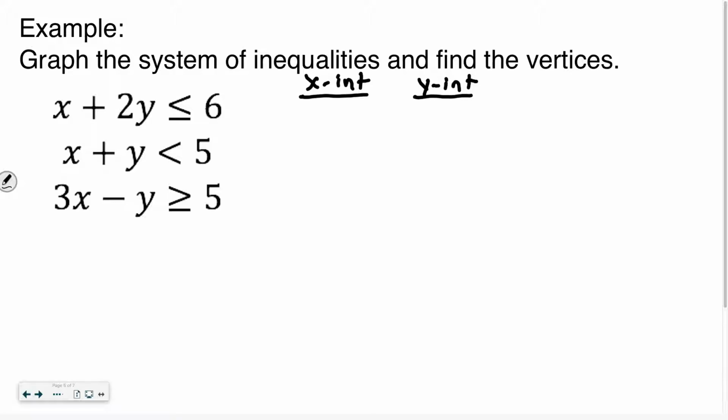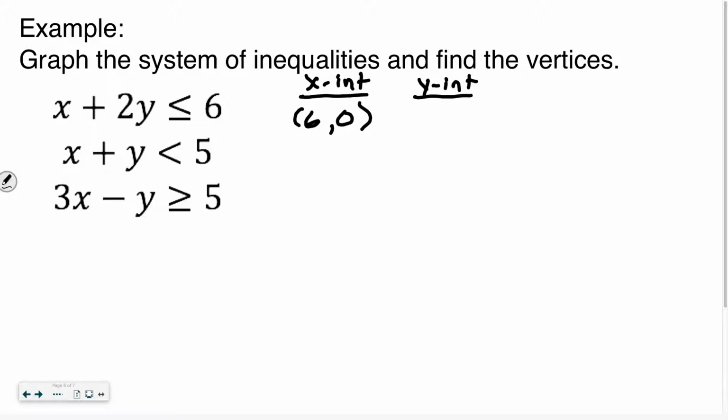Okay, and let me ask you this question. If you want to find an x-intercept in any math class or any function, what do you do? Plug 0 in for y. So if we put 0 in for y, 2 times 0 is just 0. What's x equal to? 6.